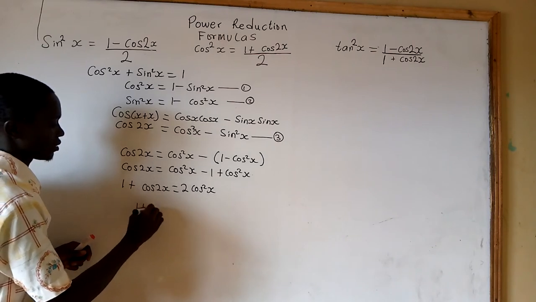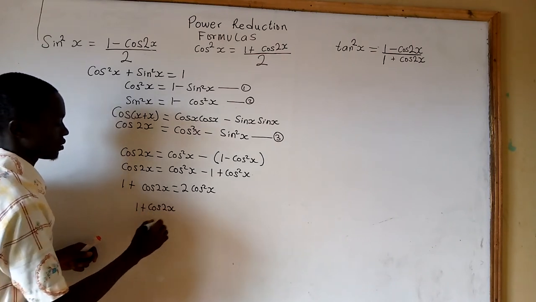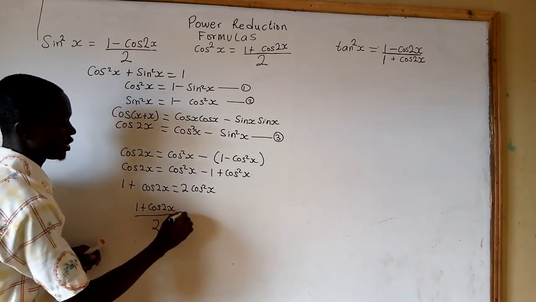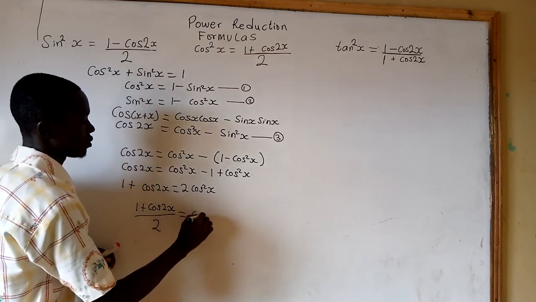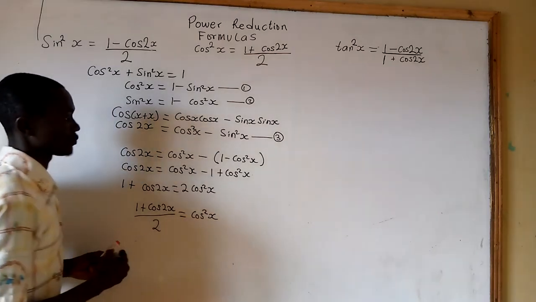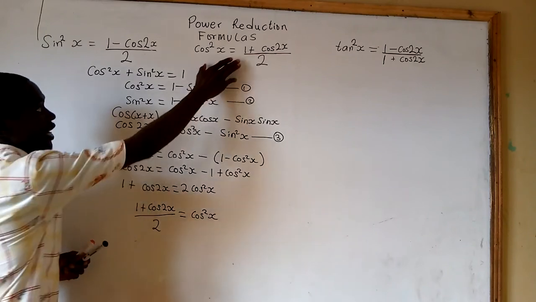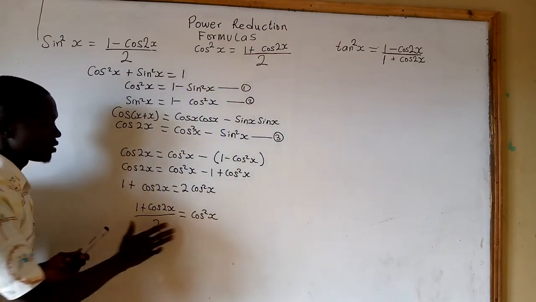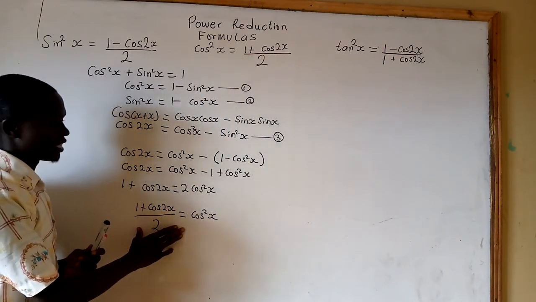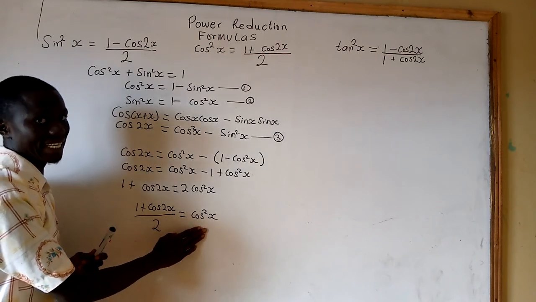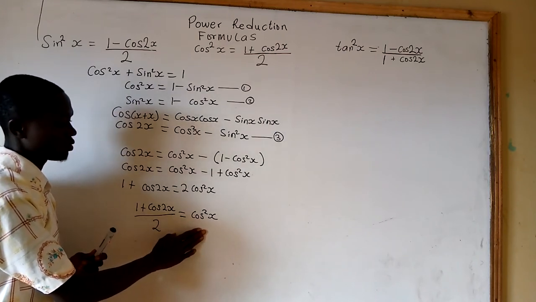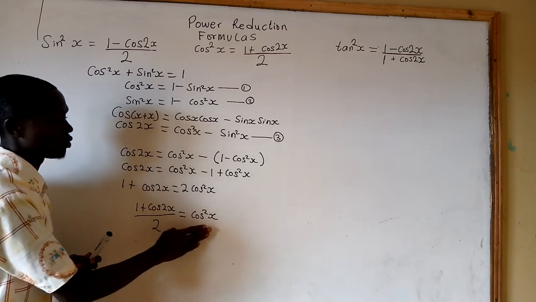1 plus cos 2x divided by 2 equal to cos squared x, as we have here. So this is the power reducing identity, or the power reduction formula, for cosine.